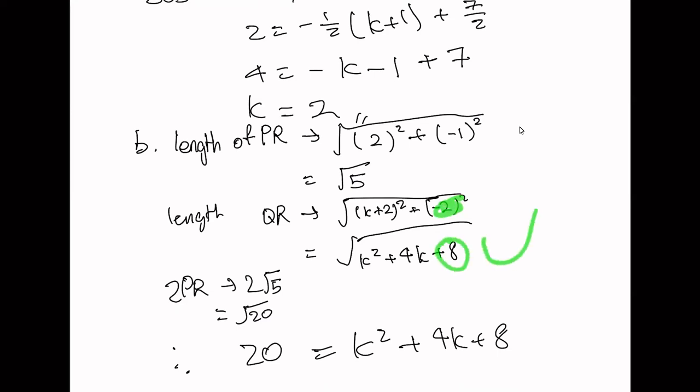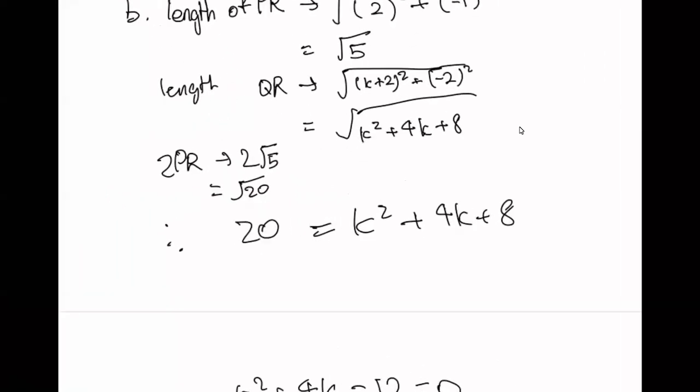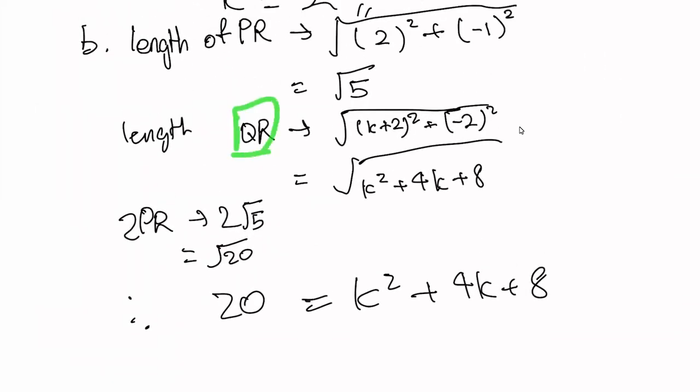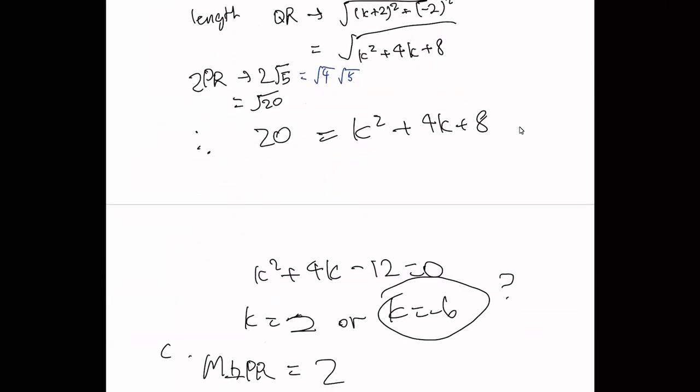Okay, this is okay. Then we know that what is equal to what? QR equals to 2PR. You times 2 to the PR, you get 2 root 5. Is that square root 20? Yes, because this is square root 4 times square root 5, which is square root 20. Then they will be equal, square root 20 and this guy. Okay, good. Then you just need to solve. Bring the 20 over, you get minus 12. That is okay. Okay, your equation is fine.